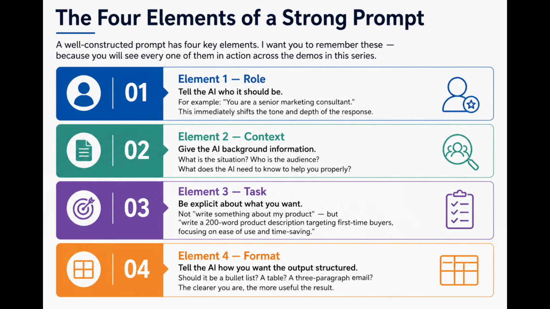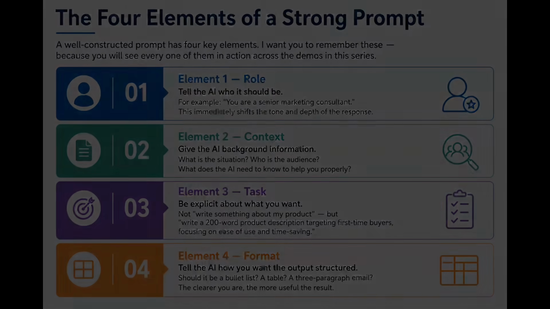Element 4. Format. Tell the AI how you want the output structured. Should it be a bullet list, a table, a 3-paragraph email? The clearer you are, the more useful the result. Keep those 4 elements in mind.